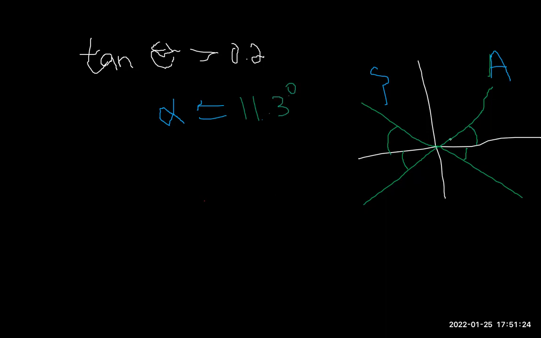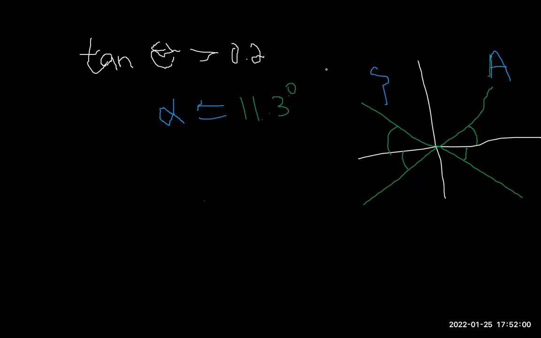All of these angles are measured from the x-axis. Remember, this horizontal line is my x-axis. All of these green angles have a value of 11.3. After we find the acute angle, the next step is to determine which quadrant the possible values of theta lie in. Is it the first, second, third, or fourth? Remember, it's always 2 out of the 4 quadrants.